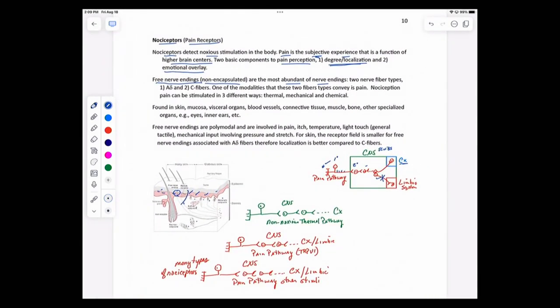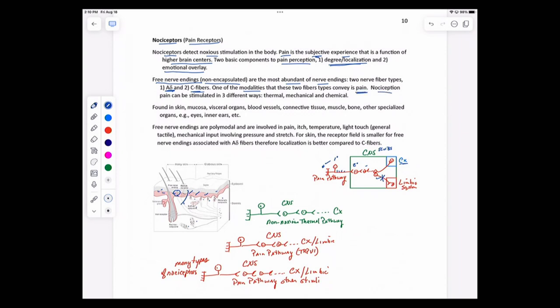And again, to remind you that free nerve endings not only convey pain, but they convey a lot of other modalities as well. I'll talk about that in a second. But going back to free nerve endings, we may recall that you have basically two fiber types associated with it. You have your A deltas, and that's going to be your lightly myelinated fibers, and then you have your C fibers, which are non-myelinated. So if you have a free nerve ending, then we're talking about either A delta or C fibers. Again, one of the modalities of these free nerve endings is going to be pain.